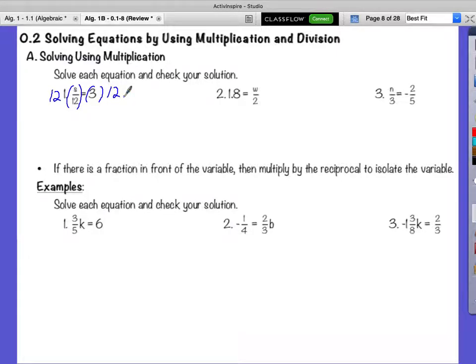Now, remember what might make this easier to think about with 12 times s over 12 is that this 12 is over what number, really? 1. We can put anything over 1. And now, since we're multiplying, Anthony, what can we do with this 12 and this 12? We can cross simplify. Very good. How many times does 12 go into 12? 1. So what's 1 times s? s. What's 1 times 1? 1. Do we need to write that s is over 1 though? No, we could, but we don't have to.